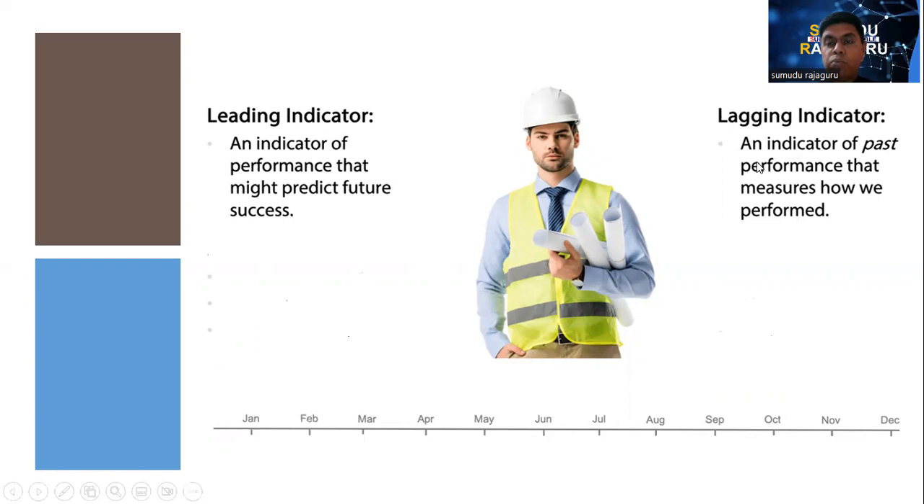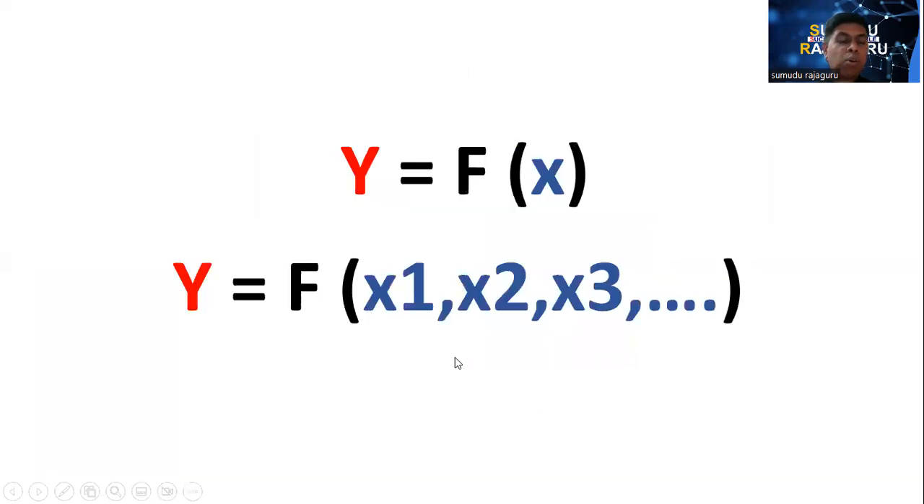What is a lagging indicator? An indicator of past performance that measures how we performed. That is already past, and we can't change it. Simply, I can say leading indicators we can change, but lagging indicators we can't change. We can understand this much more easily from this equation. This is a mathematical equation: y equals f(x). There can be several x's. Here you can see y equals f(x1, x2, x3).